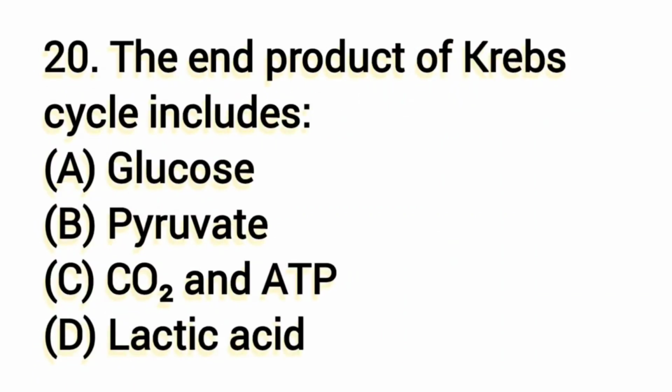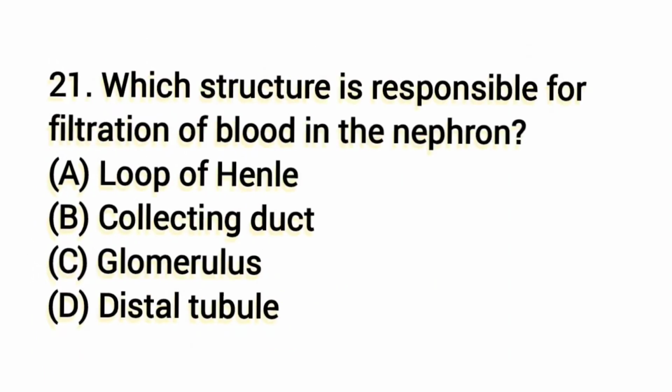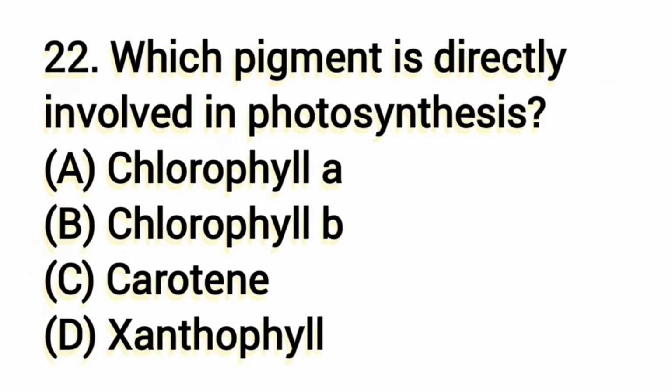20. The end product of Krebs cycle includes A. Glucose. B. Pyruvate. C. Carbon dioxide and ATP. D. Lactic acid. Answer is C. CO2 and ATP. 21. Which structure is responsible for filtration of blood in the nephron? A. Loop of Henle. B. Collecting duct. C. Glomerulus. D. Distal tubule. Answer is C. Glomerulus.